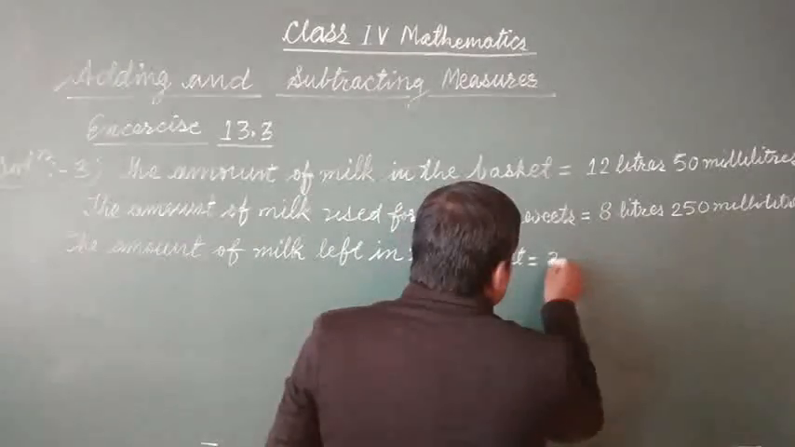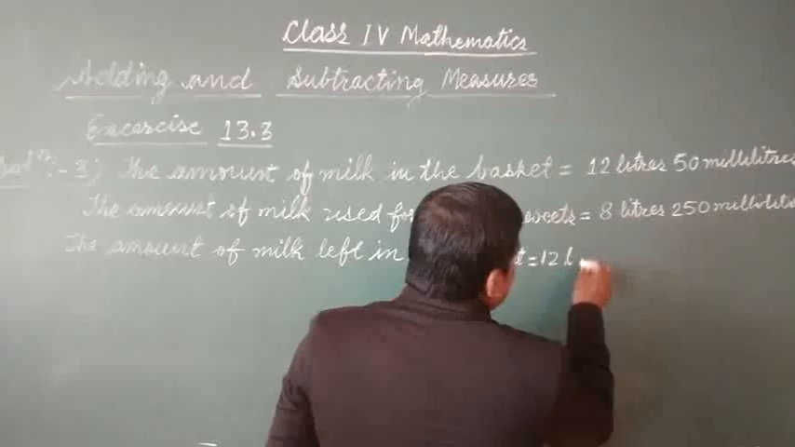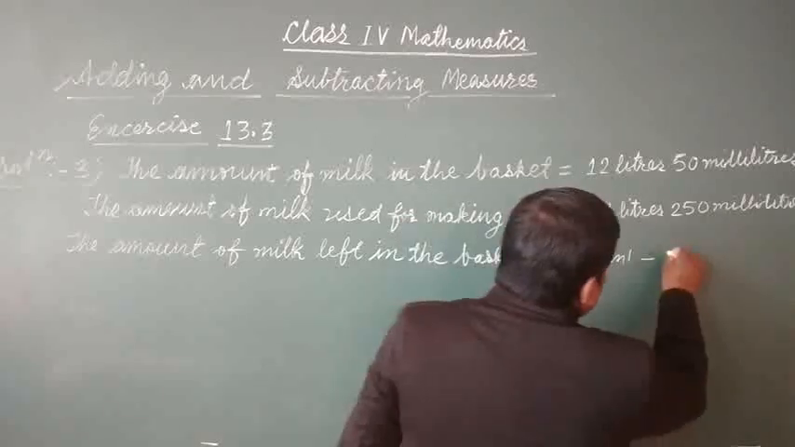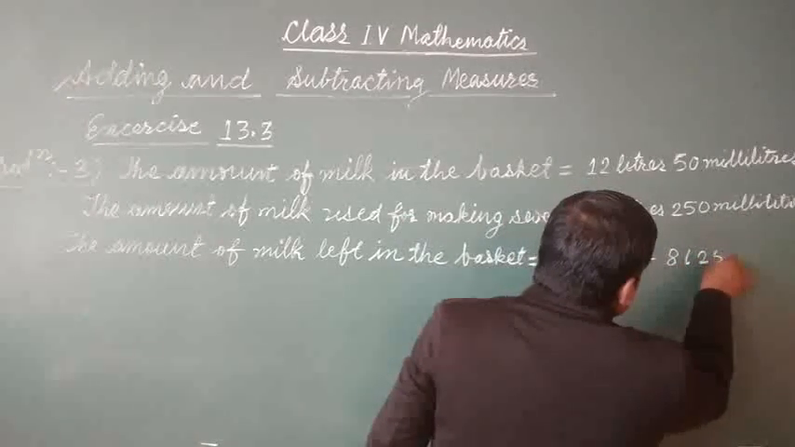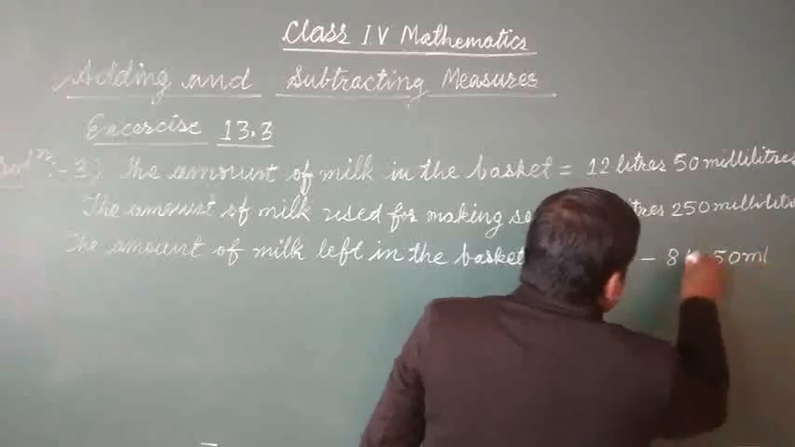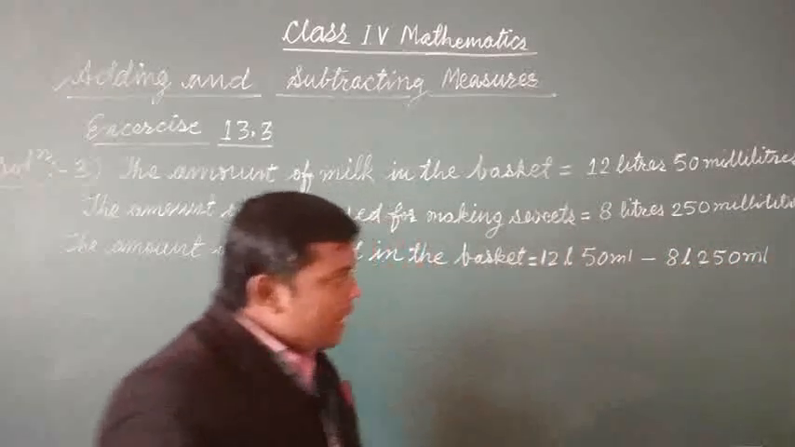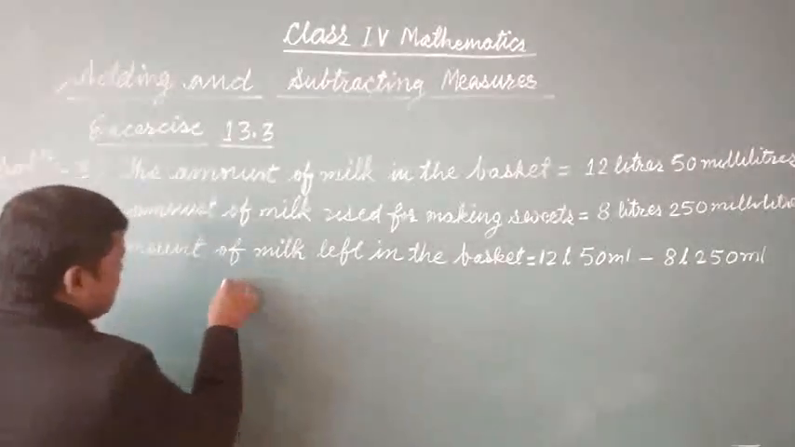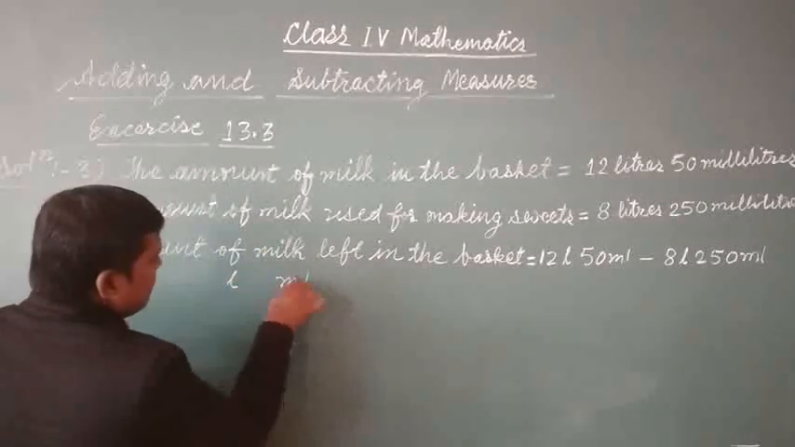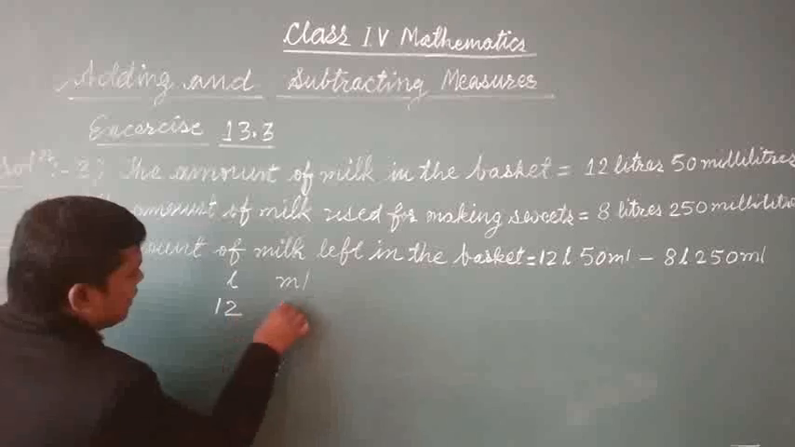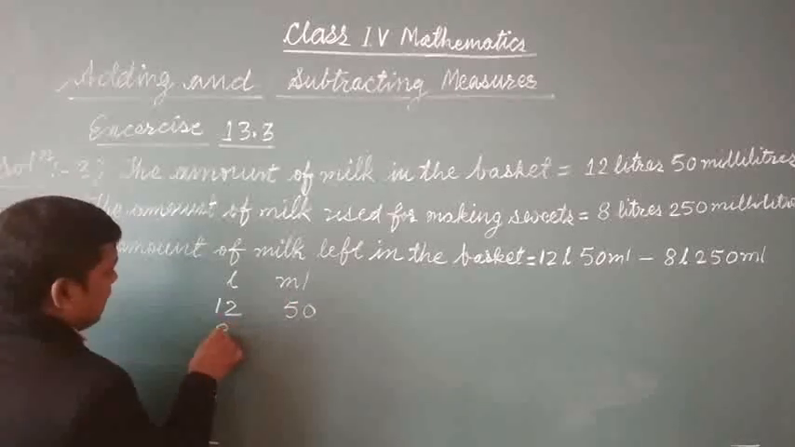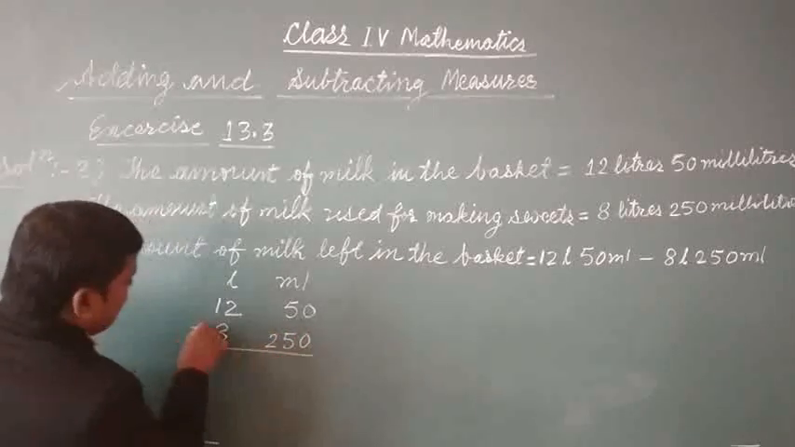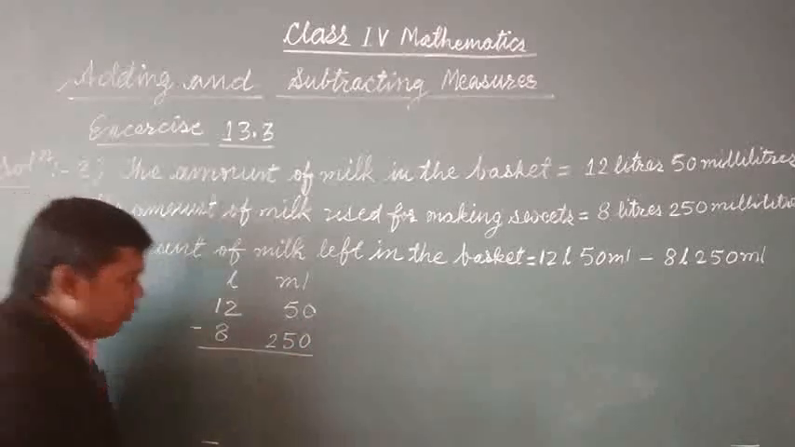So we write 12 liter, in short we write L for liter, and 50 milliliter minus 8 liter 250 milliliter. So again we write in the same way, liter, milliliter. Here we have 12, here we have 50, 8 and 250. Now we subtract 0 minus 0, 0.